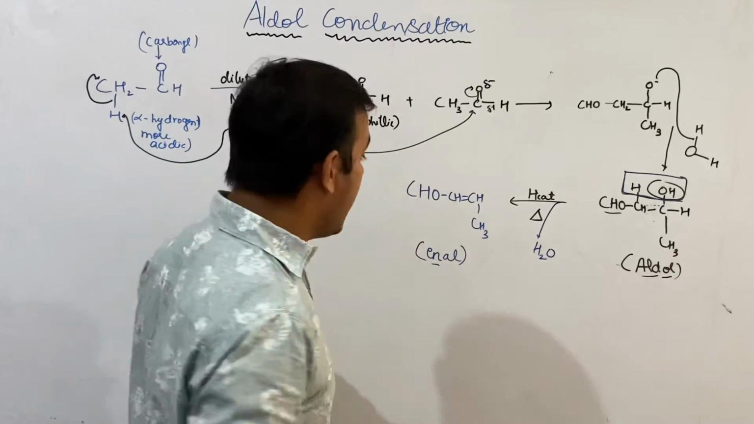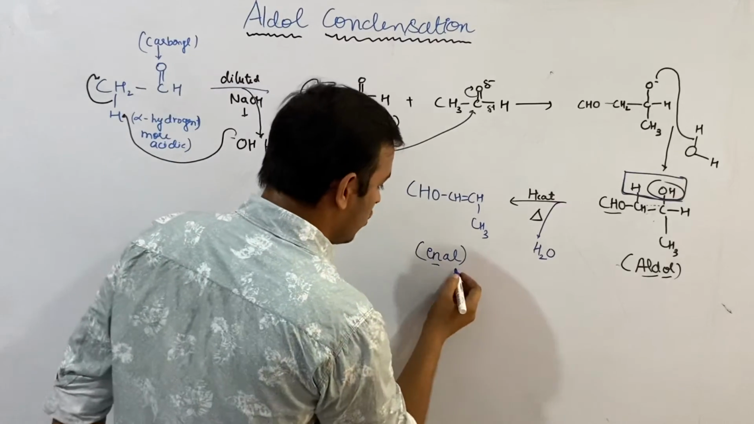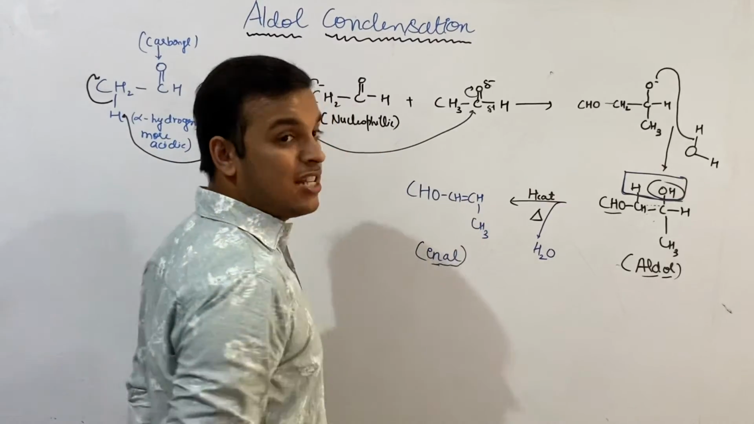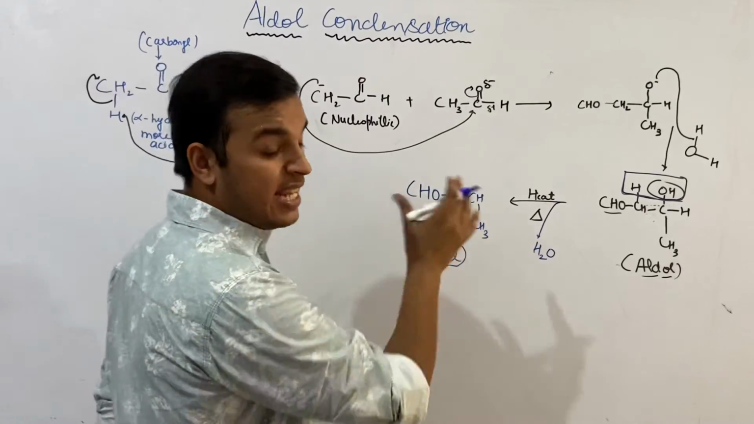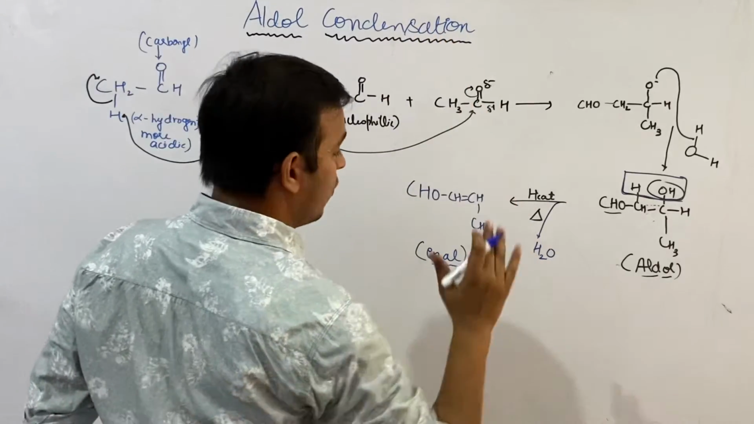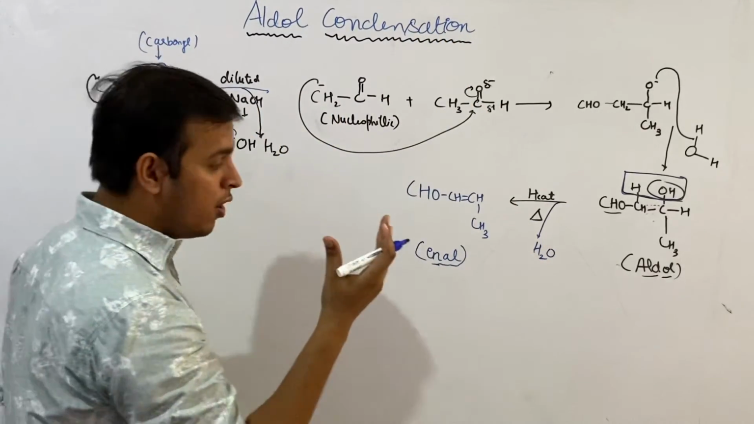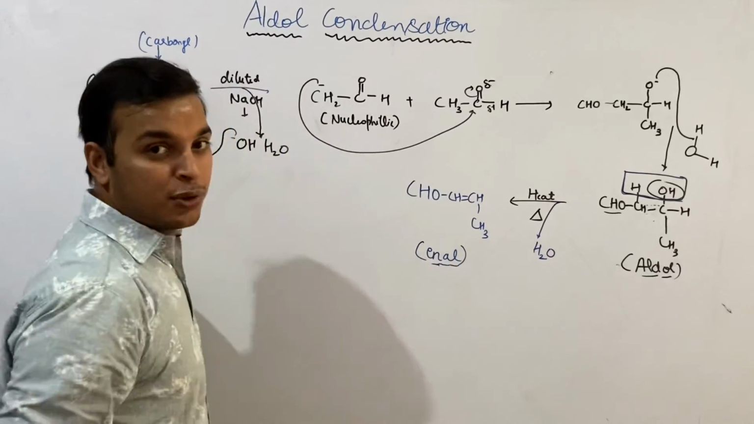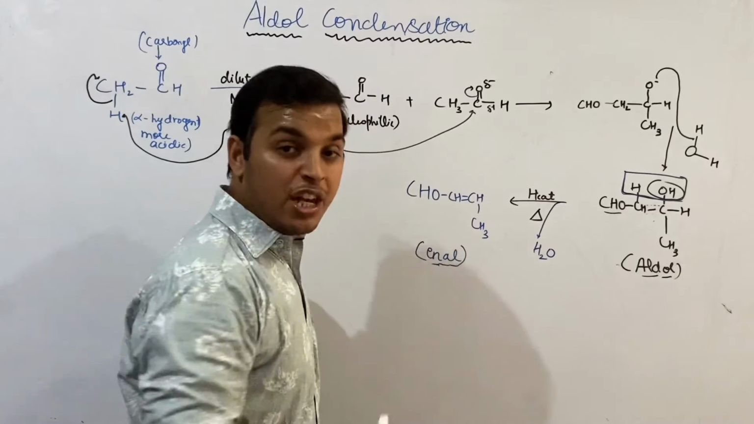And for aldehyde, the suffix used is al. So the combination of both of these functional groups results in the name enol. So this is an enol. So we can say that in aldol condensation, from taking an aldehyde or ketone, we get the final product in the form of an enol.